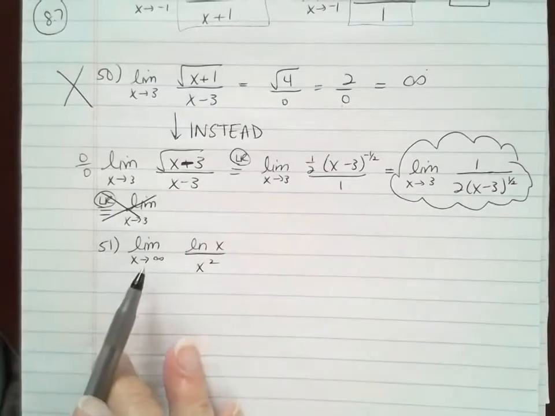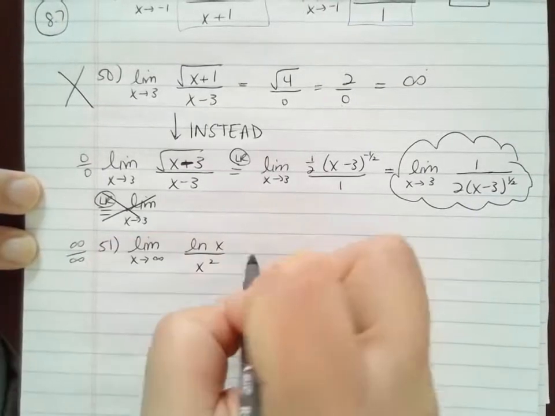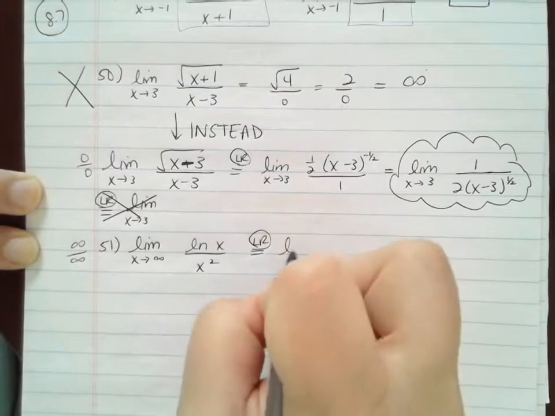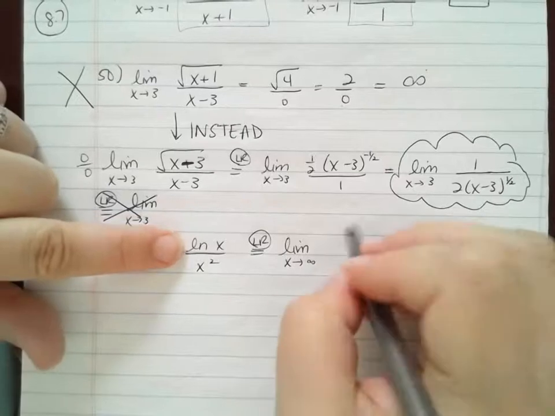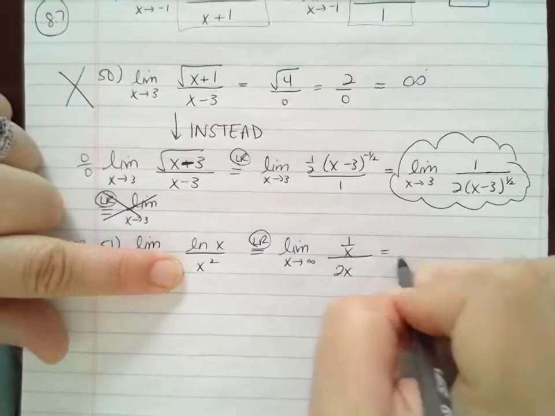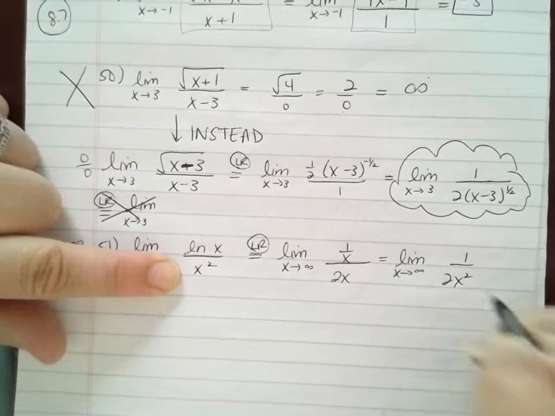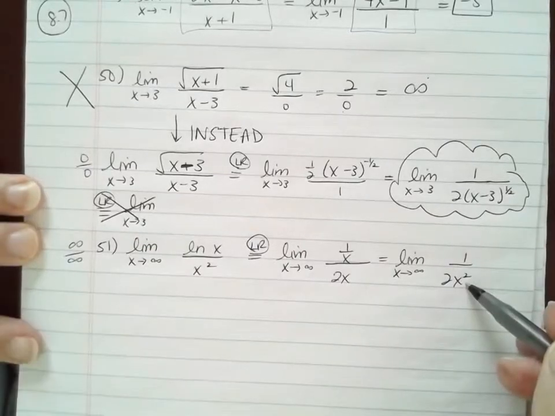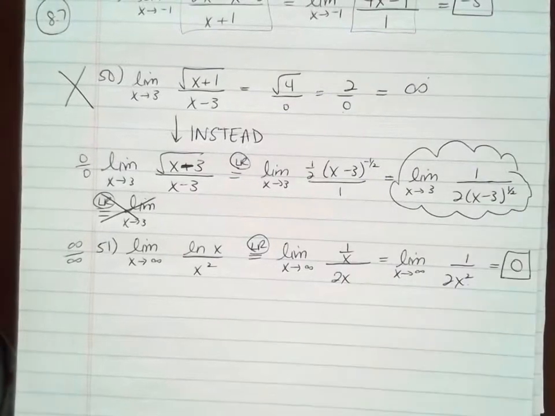Alright, if I plug in infinity, I'm going to get infinity over infinity, so that is the type. Apply L'Hopital's rule. The derivative of the natural log is 1 over x, and the derivative of x squared is 2x. Simplify this, and I get 1 over 2x squared. If I plug in infinity, I get 1 over a giant number, so my limit is 0. Much more like the question I would prefer. 8.8.